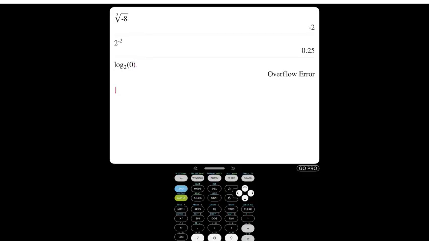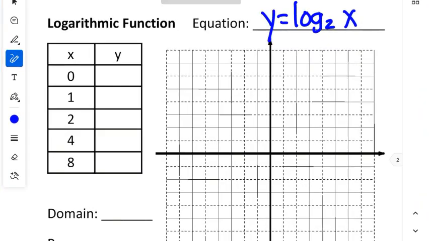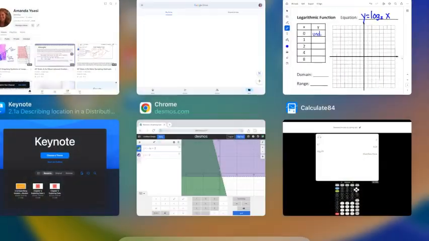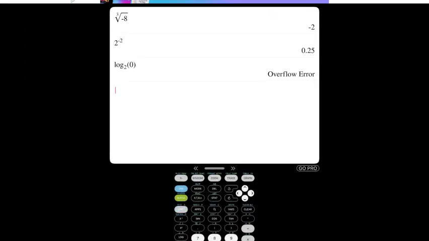So I went to math, and I went down to where it said log base. Oh, overflow error. That means it's undefined. It can't exist. So just put UND. That means there's an asymptote at that point. We're going to learn about that.